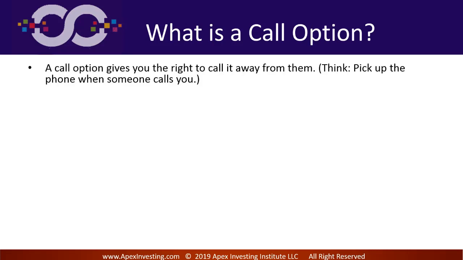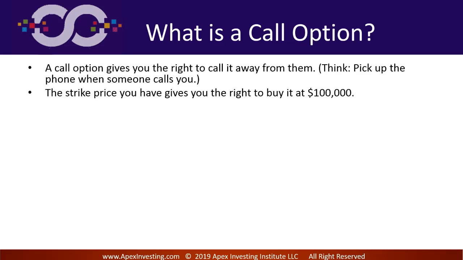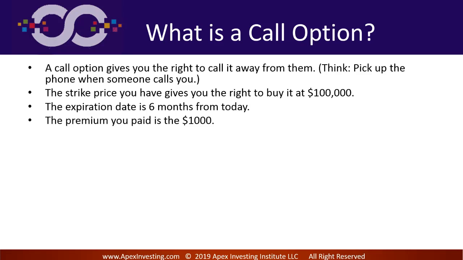A vanilla call option, just a regular call option, gives you the right to call it away from someone else. You buy a call option because you think the price is going to go up, so think of picking up the phone when someone calls you. The strike price gives you the right to buy it at $100,000. The expiration date is, say, 6 months from today, and let's say you paid $1,000 in premium.